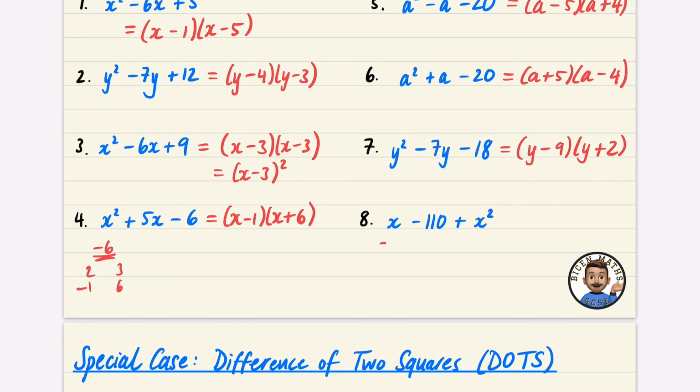This one needs an ordering, so it's going to be x squared plus x minus 110. Now, 110, I think it's just going to be 11 times 10. So I'm going to say 11 times 10, because that's going to be great for adding to 1. I'm going to say that it is x plus 11 and x minus 10, because 11 times minus 10 is minus 110, and 11 take away 10 is just the 1x that we've got here.